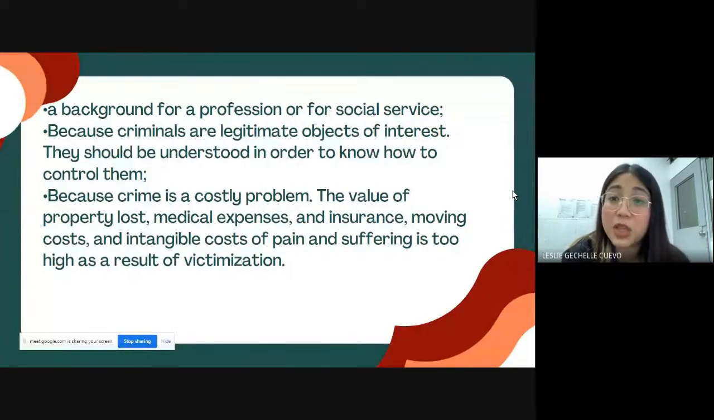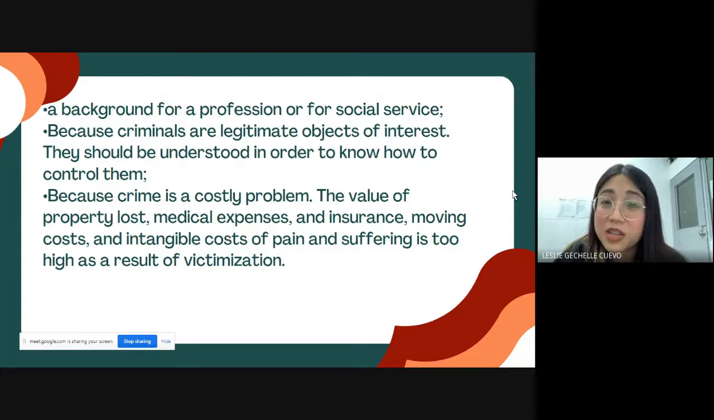Because criminals are legitimate objects of interest, they should be understood in order to know how to control them. Kasi nga, ang mga kriminal, kumbaga parang special na uri ng mamal sila na kailangan may pag-aaral talaga patungkol sa kanila. They should be understood in order to know how to control them. Kaya sila pinag-aaralan para maintindihan sila. At kapag naintindihan na sila, alam na natin kung paano sila makokontrol, paano natin mababago yung actions nila.